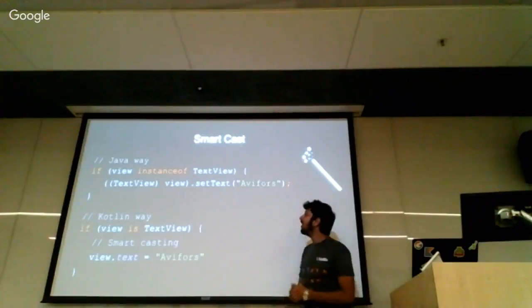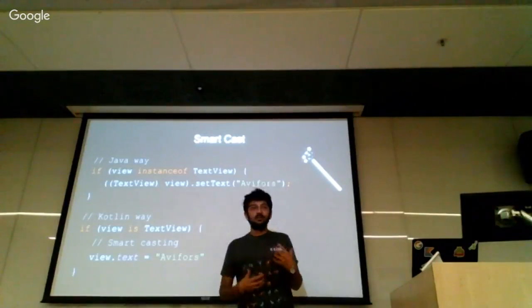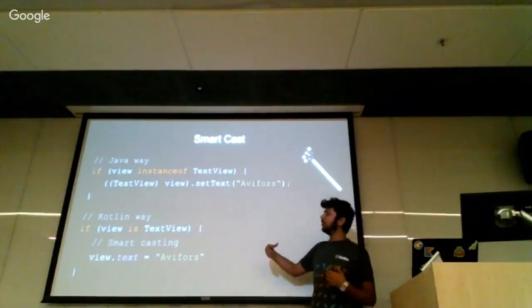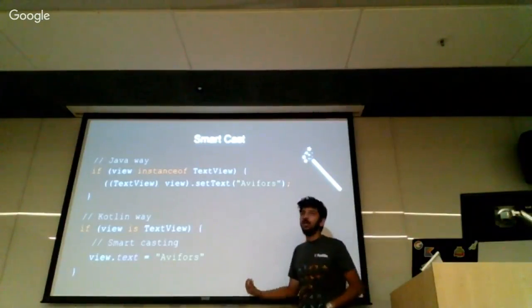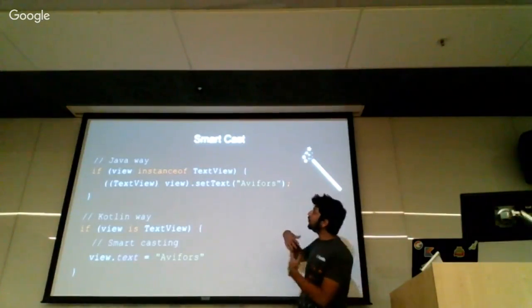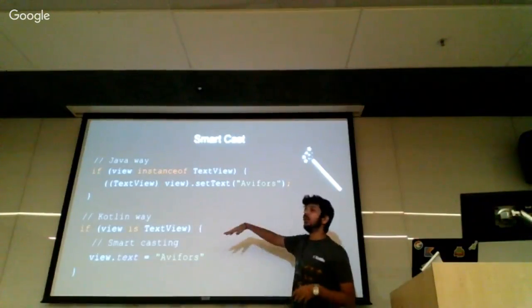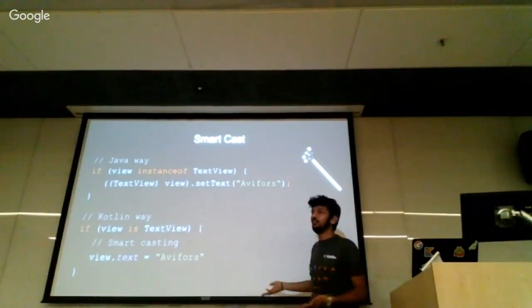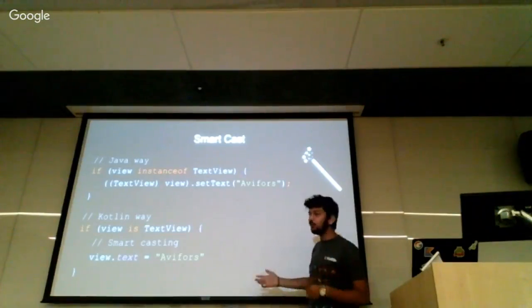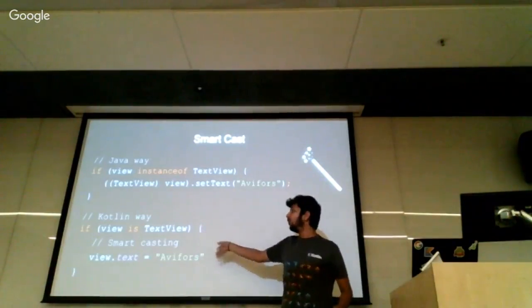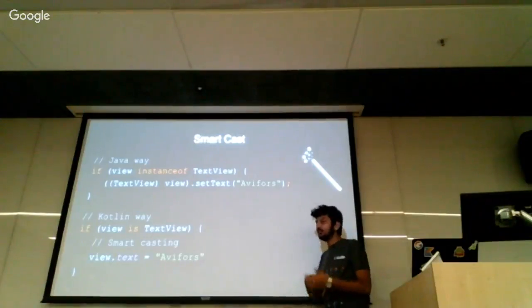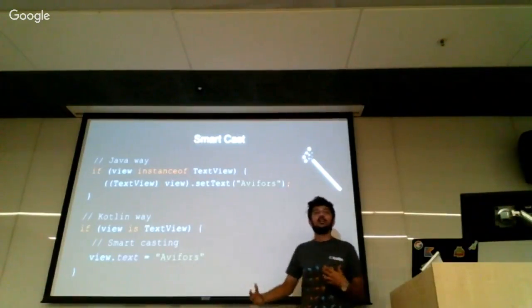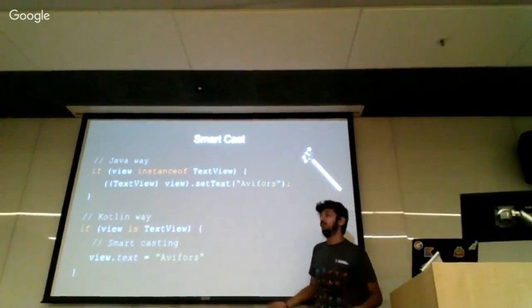Smart cast. In Java, when we need to cast an object, we use the instanceof keyword, right? In this case, I'm casting the view as TextView. But even if the view is of TextView type, again I need to cast it inside. Why? I have already checked for it. Why do I need to cast it again? Kotlin is smarter in that way. If you check if the view is TextView, it smartly casts the view as the TextView inside the if bracket. It knows that the view is going to be a TextView inside.